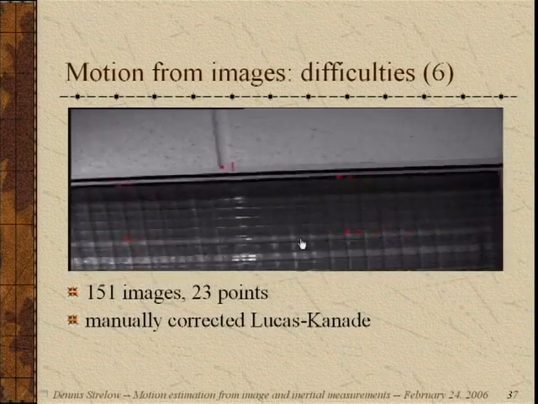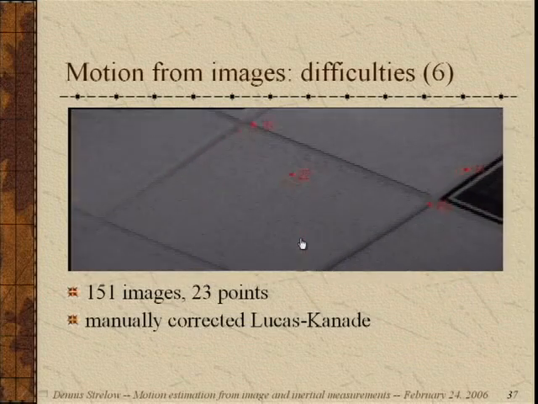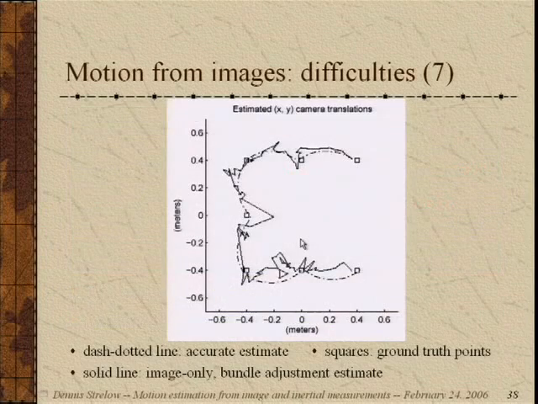Okay, so this is the sequence that the camera sees. It's 151 images. I've tracked 23 points on it by picking out some points by hand, running Lucas Kanade on it, and then manually correcting the results of that tracking. And if you then put that tracking data into Lucas Kanade with a reasonable estimate, you get this kind of horrendous estimate that's the crooked black line.